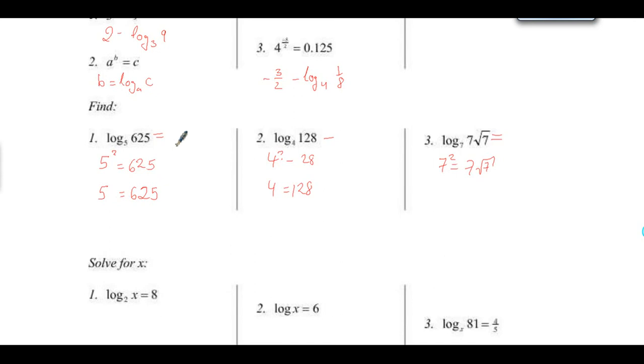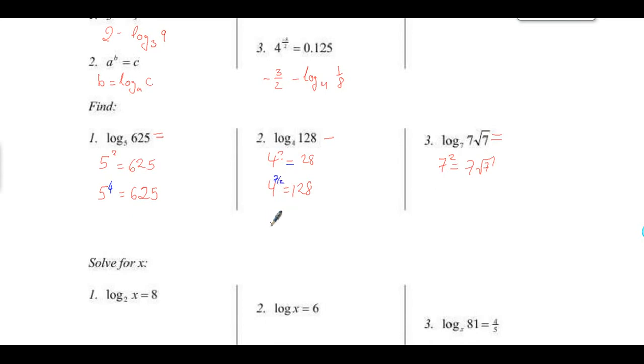Alright, so now in this exercise where we need to finish the sentences, we ask ourselves: 5 to the power of what is 625? And of course 5 to the power of 4 is 625. 4 to the power of what equals 128? Well, 4 to the power of 7 halves.